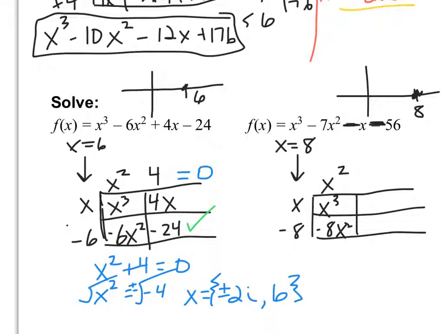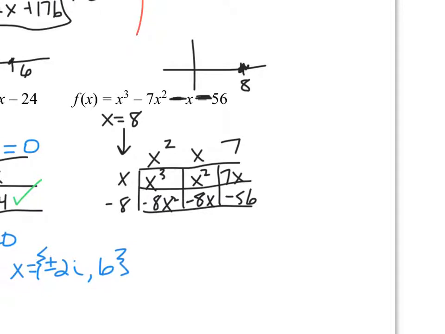But I don't want negative 8x squared. I want negative 7x squared. So I need one more. What times x is x squared? Just an x. X times negative 8 is negative 8x. But I don't want negative 8x. I want negative 1x. So I need 7x, which is going to give me 7. And negative 56.